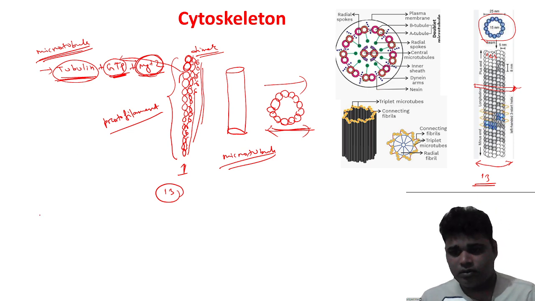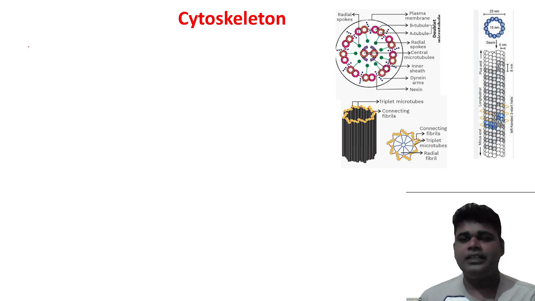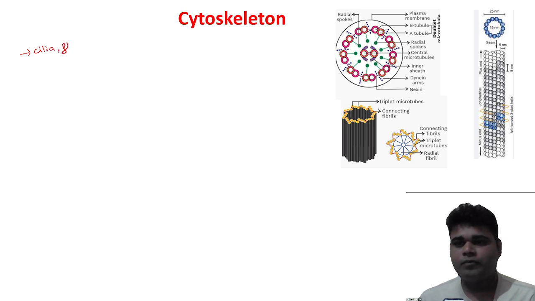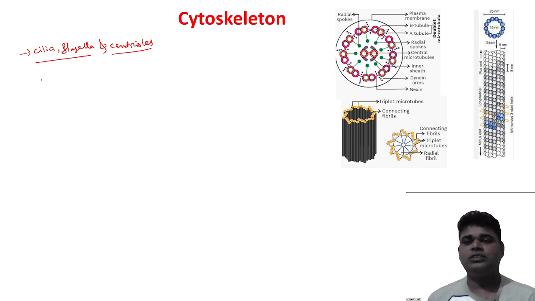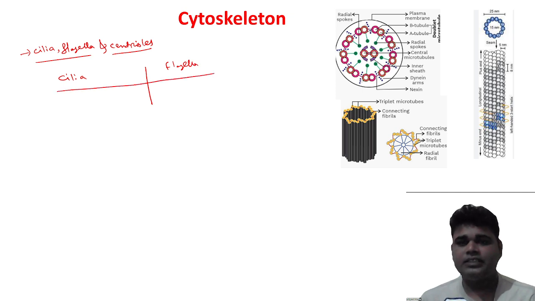Now let's come to where the microtubules are found. The microtubules are found in the cilia, flagella, as well as in the centrioles. So first let's come to the cilia and the flagella. Cilia, and the other is the flagella. So what is the cilia and what is the flagella?